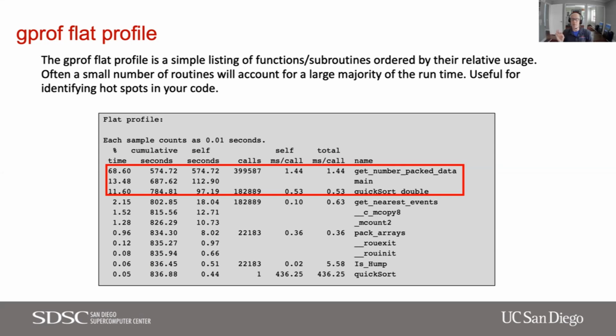Next, you'll see the number of calls. In this case, get number packed data was called 399,587 times. The milliseconds per call and the total milliseconds per call. And you'll see that there's nothing listed for main, since that is not called by any other routines, and it's just executed once.